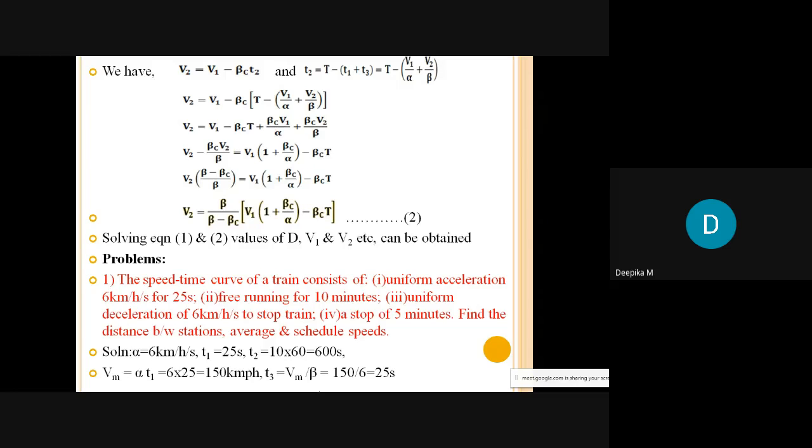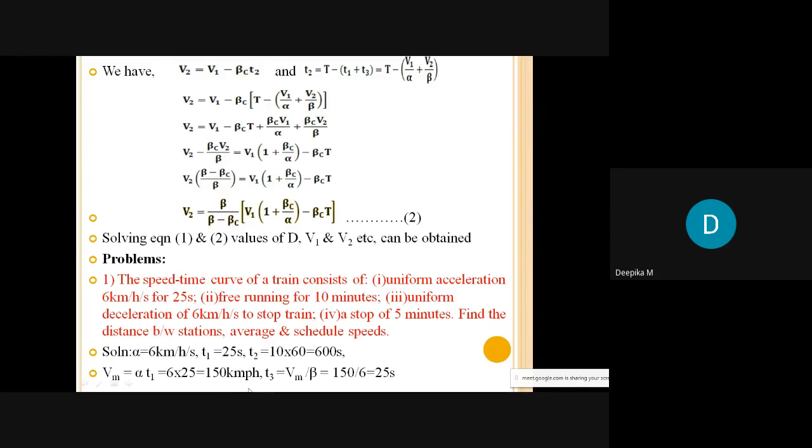And we know how to calculate the maximum speed Vm. T1, the acceleration period, is Vm by alpha. If I rearrange the terms, Vm is alpha into T1. I know alpha and I know T1. If I substitute over here, I'll get 150 km per hour. So this is the maximum speed.